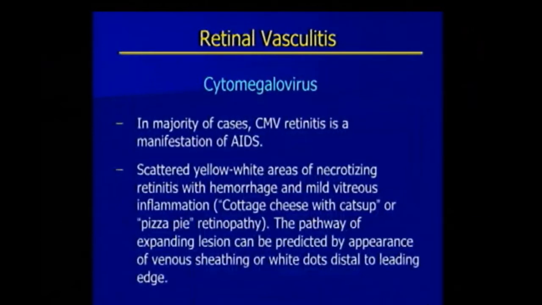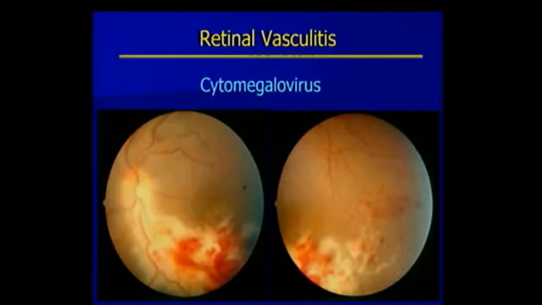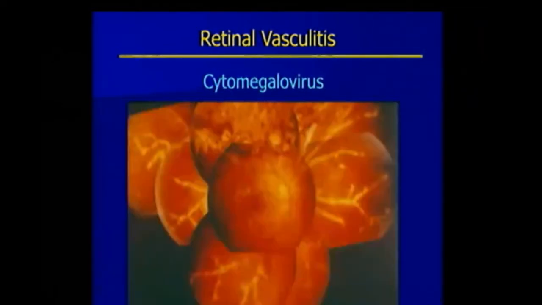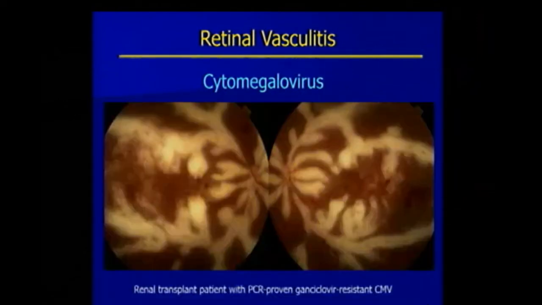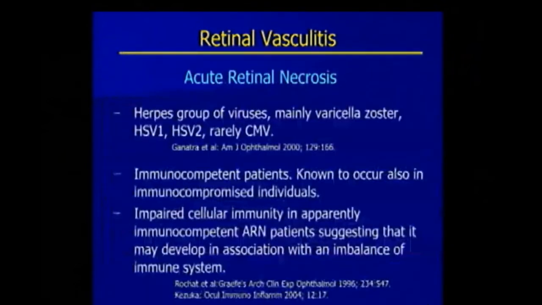Cytomegalovirus can be a manifestation of AIDS, or in a patient who is immunosuppressed for other reasons. The retinitis here is different. There is no vitritis mixed with blood, and it can be associated with vasculitis. This is frosted branch angiitis in a patient with AIDS. This picture was given to me by Professor Nick Jones from England. This is extensive vasculitis, what looks like frosted branch angiitis, in a renal transplant patient with PCR-proven ganciclovir-resistant cytomegalovirus infection.